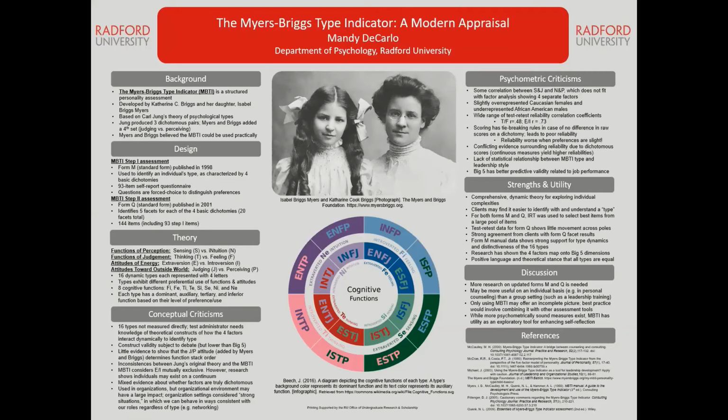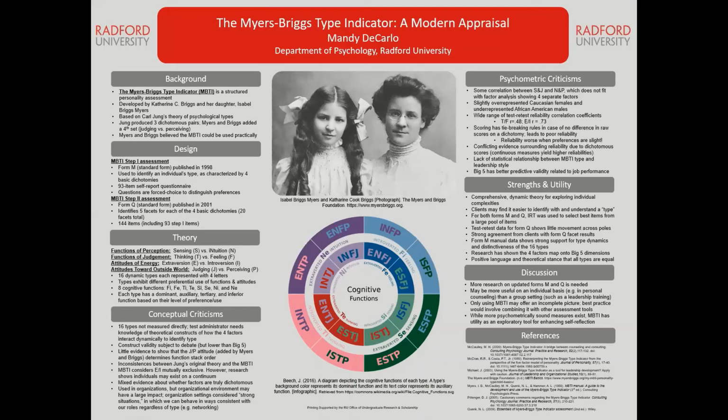There is some positive test retest data for form Q, which shows little movement across those poles, and there's strong agreement from clients with those form Q results. So they tend to agree with their personality type. People tend to agree less when they have those very slight preferences. If you are more on the end of either side of the poles, you are going to agree more with your type choosing, it seems.